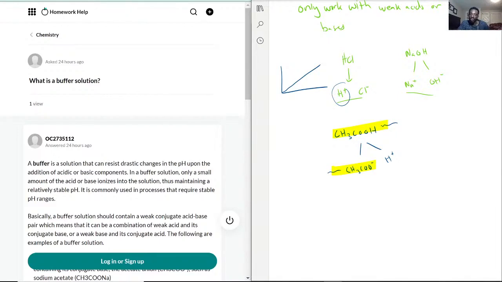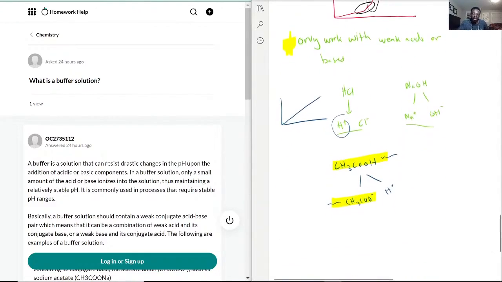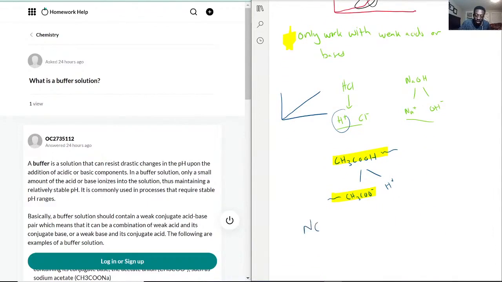And to develop a strong buffer solution, it's important that you add some amounts of both the acid and the conjugate base. You don't just put in the acid and think it will dissociate to form the conjugate base. So with all that being said, just to recap, a buffer solution resists change in pH. Okay, it only works with weak acids or weak bases. And you need, let me write the last part here, conjugate.